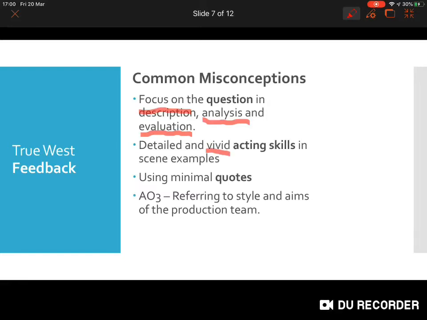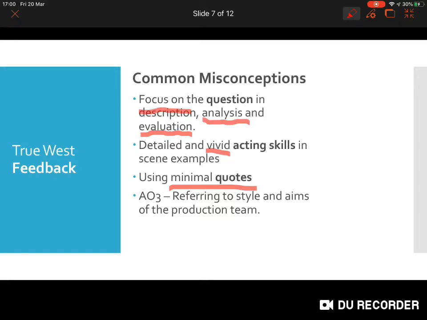Vividness of acting skills. So you're able to, as you'll see with the examples that we have here, give us a real sense of what they look like on screen. Sometimes there's minimal quotes. You've got loads of quotes in those quote packs. So you want to be learning those. Really good use of your time. Make a Quizlet of the key quotes and test yourself so that you know them for your key examples.